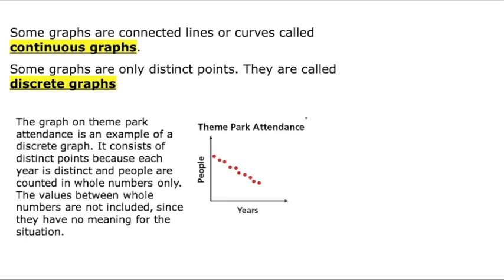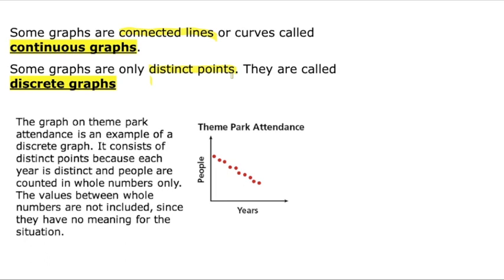So these connected lines, meaning that we have a continuous source of information, are going to be our continuous graphs. So we're looking for these connected lines. We care about lines being connected, meaning that we could connect the lines. And discrete graphs are only going to be points. So points on a graph that you can't connect. And there's a reason why we can't connect them.